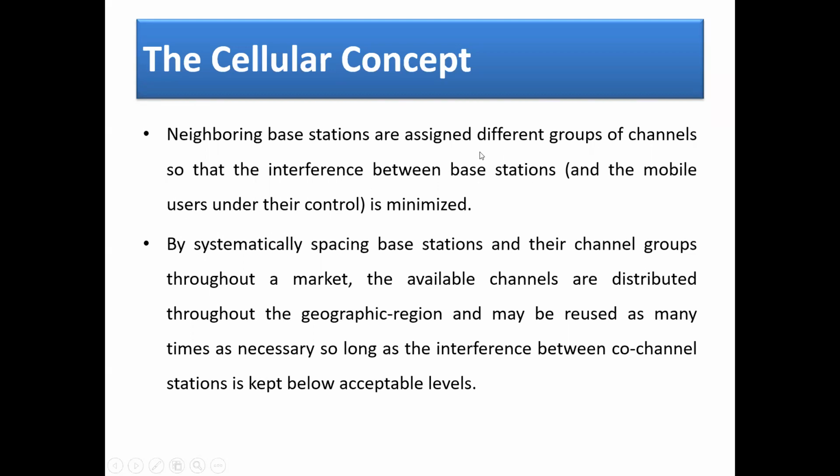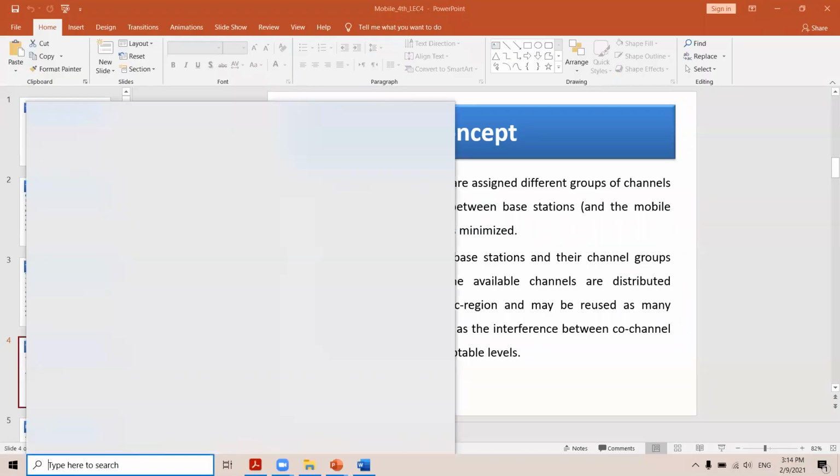Neighboring base stations are assigned different groups of channels so that interference between base stations and the mobile users under their control is minimized. By systematically spacing base stations and their channel groups throughout a market, the available channels are distributed throughout a geographic region and may be reused as many times as necessary, so long as the interference between the co-channel stations is kept below acceptable level. Now let's go to the whiteboard.